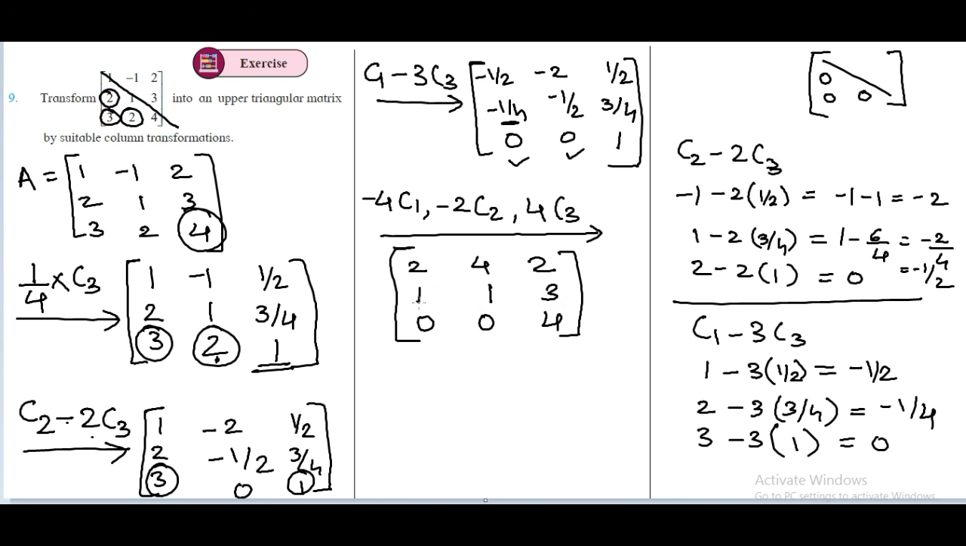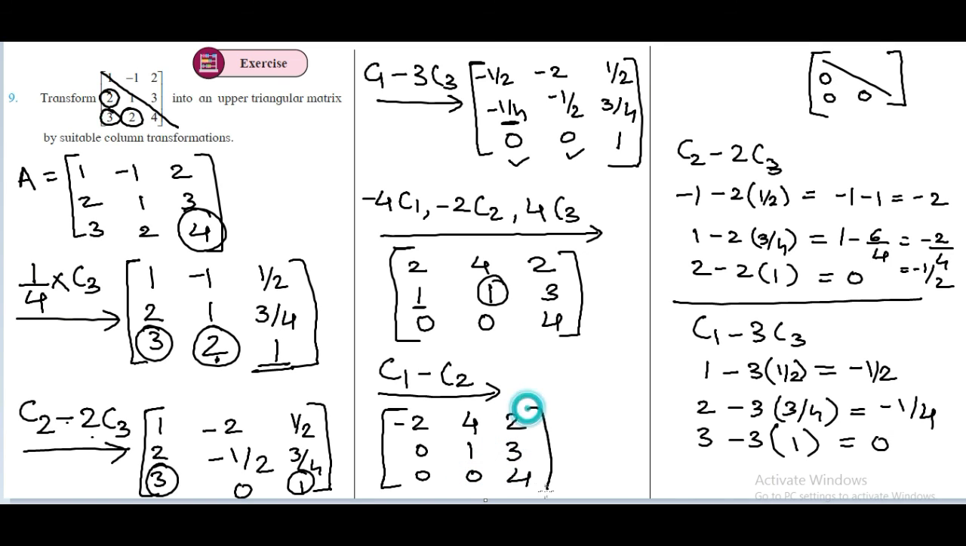Okay, now it is easy to bring 0 here with the help of this one. Simply I have to subtract. So C1 minus C2 gives me minus 2, 0, 0, 4 minus 1, 4, 1, 0, and 2, 3, 4. There will be no change in the second column and third column now. So this is equivalent to the original matrix. That is our required form of upper triangular matrix. That is, below the diagonal all the elements are 0.